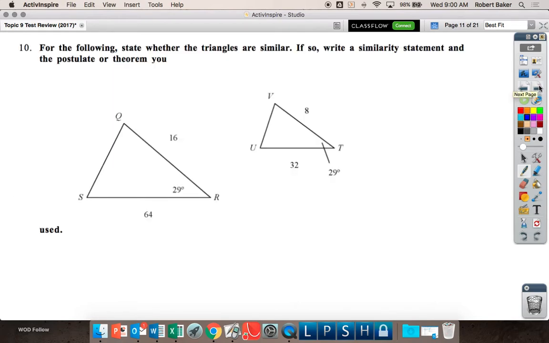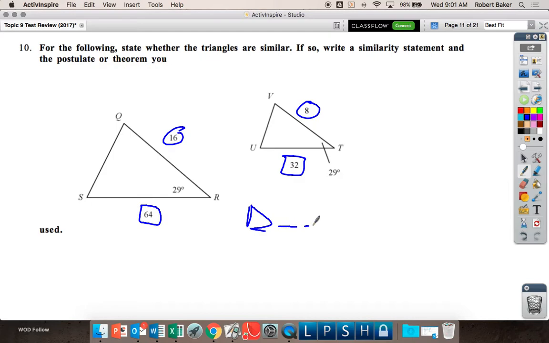State whether these triangles are similar. If they are, write a similarity statement. What does that look like? Does that look like side, side, side? Does that look like angle, angle? Does it look like side, angle, side? So all we got to do is set up our proportions. 8 over 16 and 32 over 64 to check to see if they are proportional. If the answer is yes, the triangles are similar, and I'm asking you to write a similarity statement.